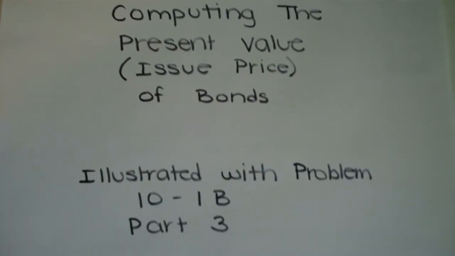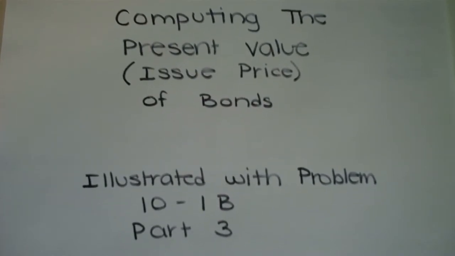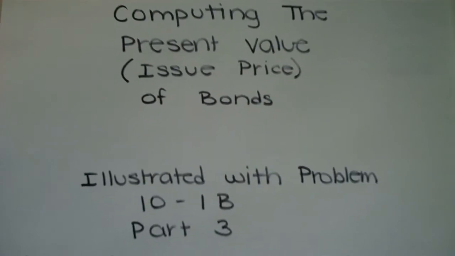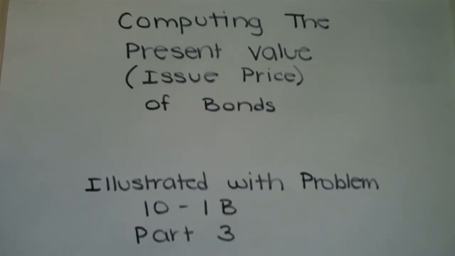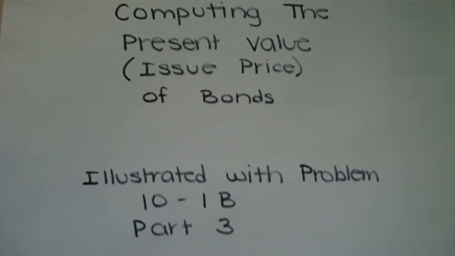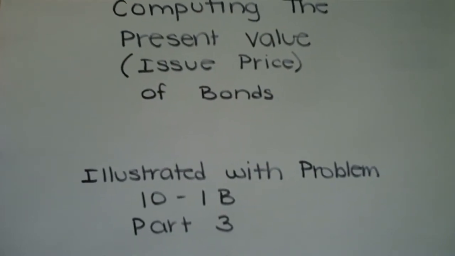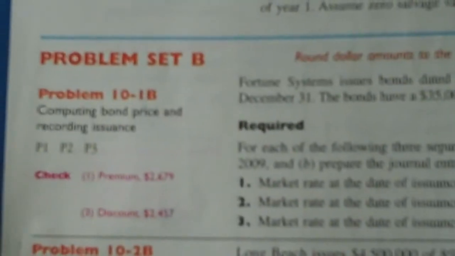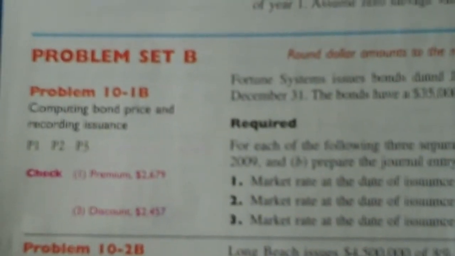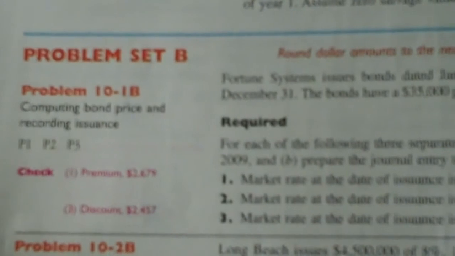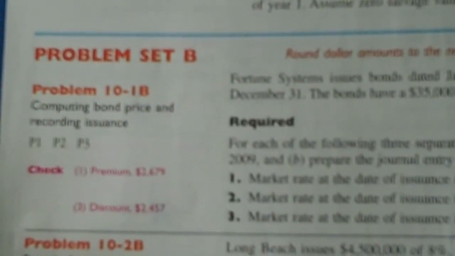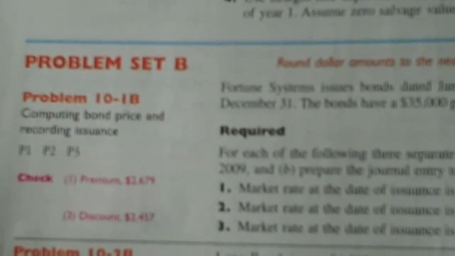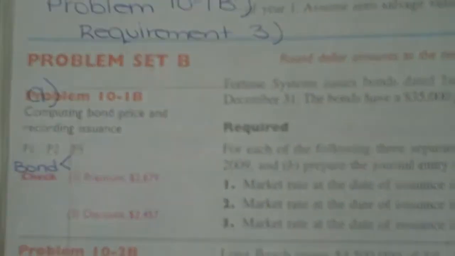Today I'm going to illustrate how to compute the present value, also known as issue price, of bonds. I'll illustrate the working of this with problem 10-1b in your textbook, part 3. After reading through the requirements of problem 10-1b, I'm going to go ahead and set up my problem. If you've already attempted the problem, I'll now start to work through the solution.